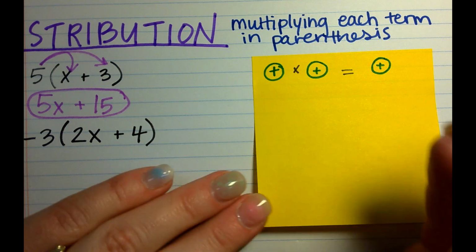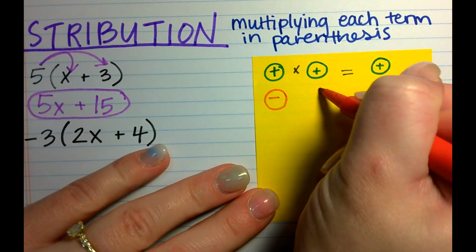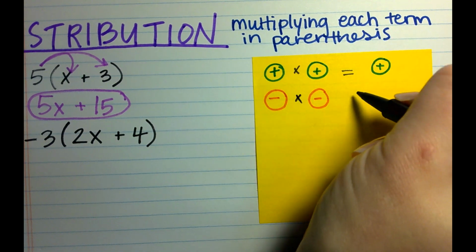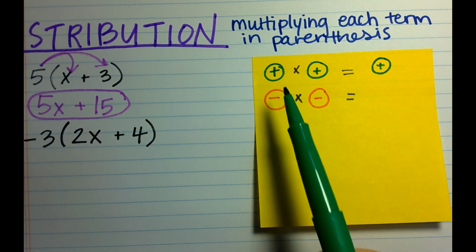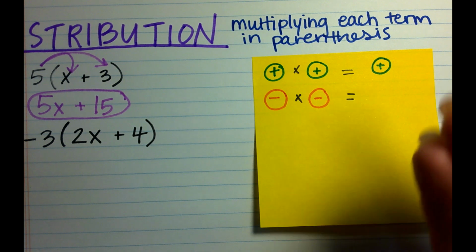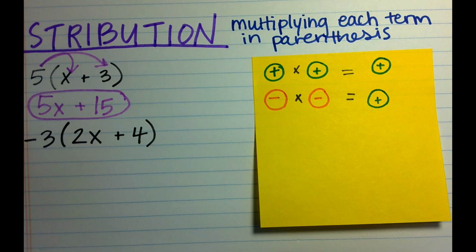Now, what if I have a negative number times a negative number? What kind of answer would I get? Positive. A positive. What? That makes no sense, right? How do positive and positive make positive, but negative and negative also make positive? How does that work? Does anybody know how to explain that?